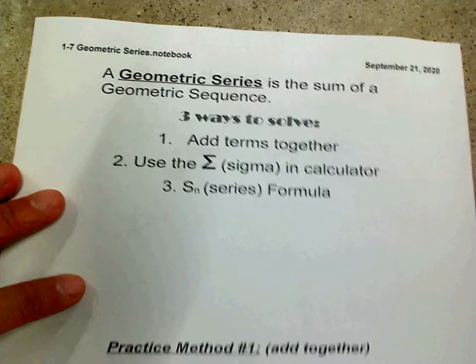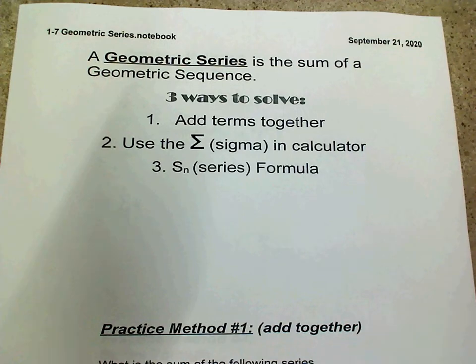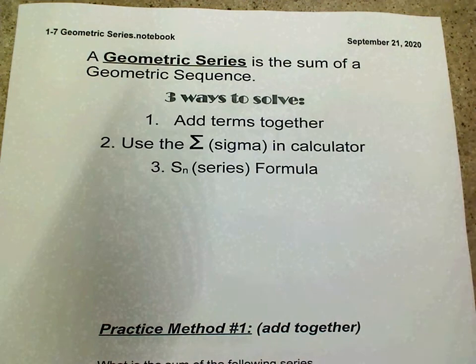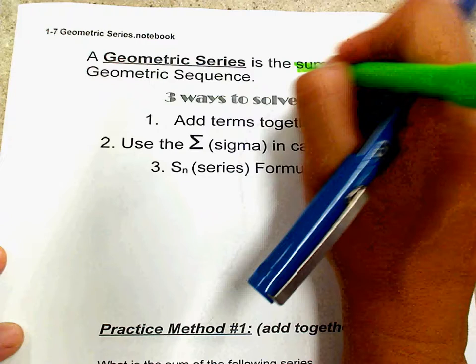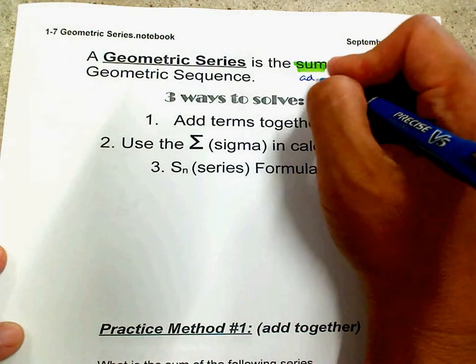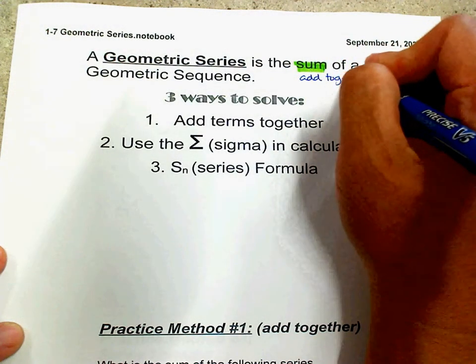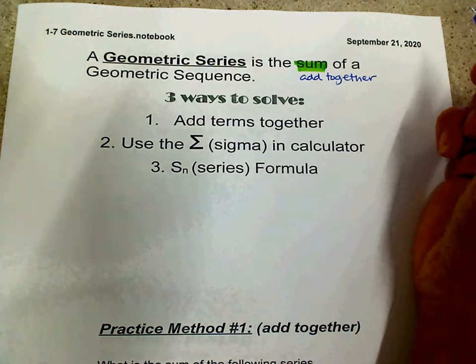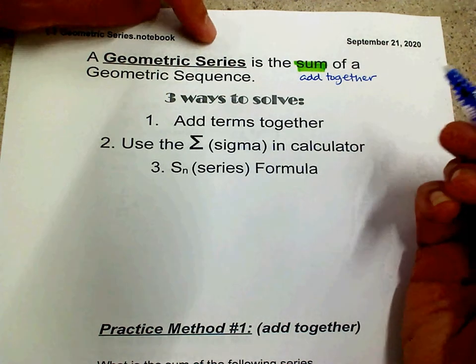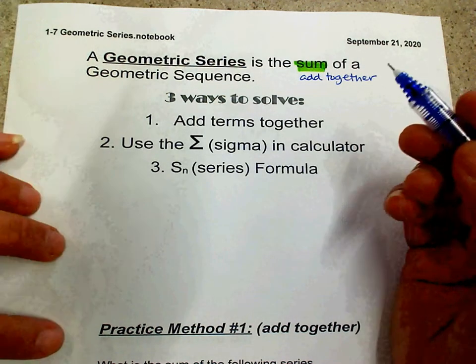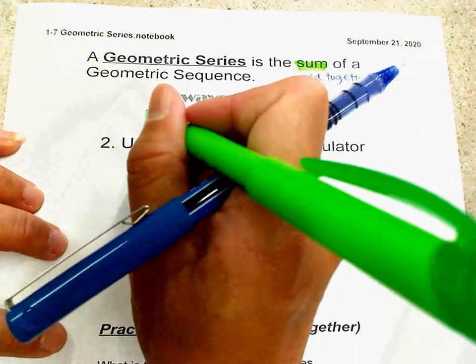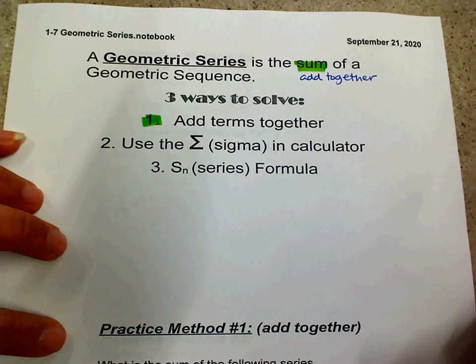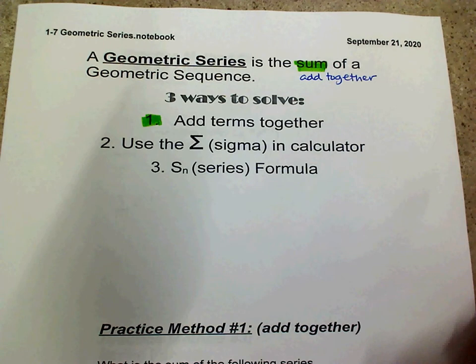Here are some ways. A geometric series is the sum. Sum means I will add together all my information. A series means you have a beginning and you have an end. One way you guys are going to do that is you're going to add it together, just like arithmetic. Okay? You all know how to do that as well.